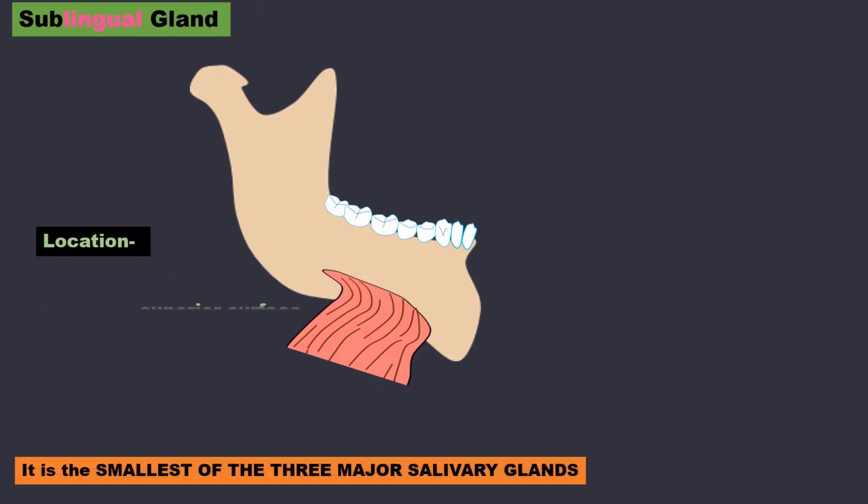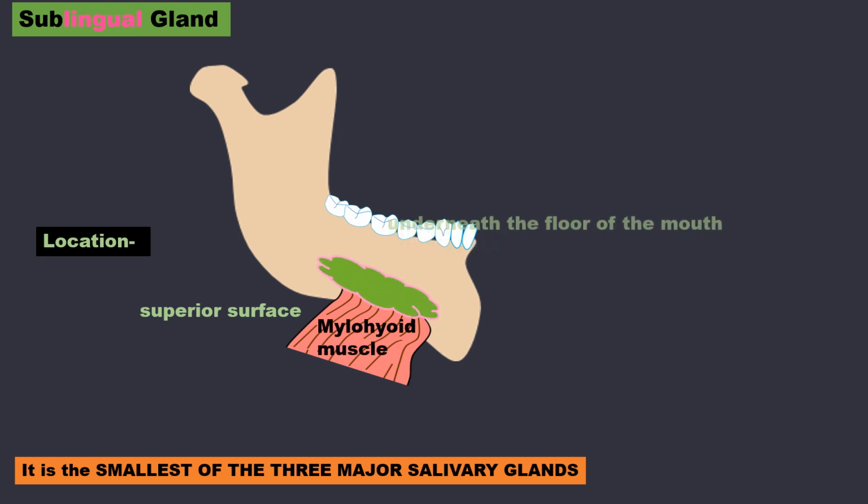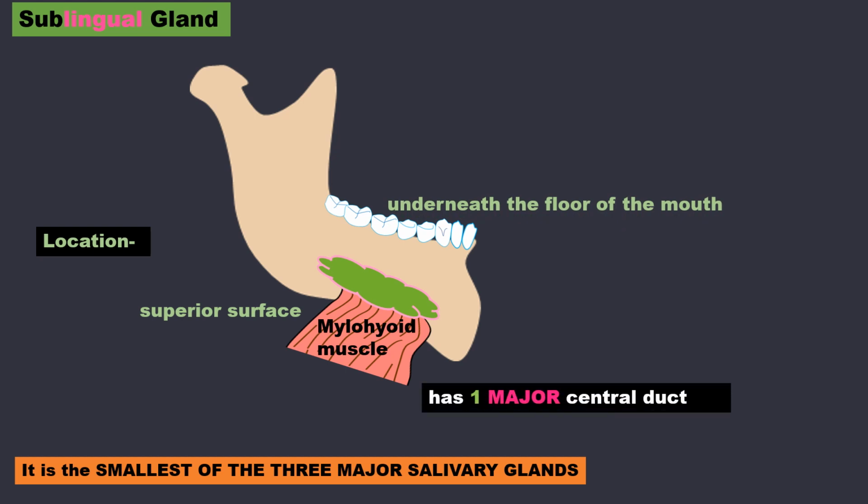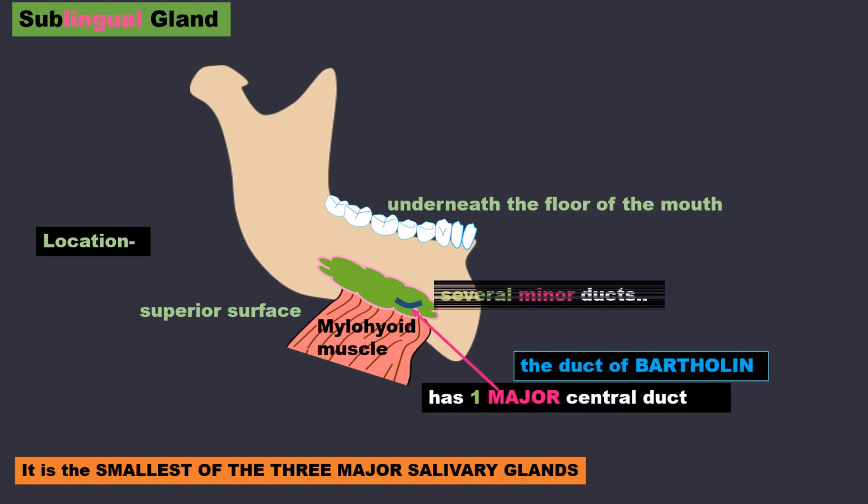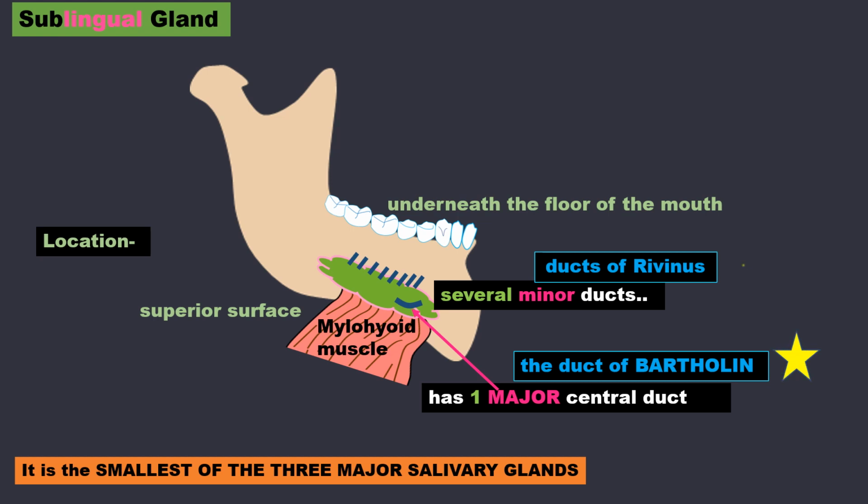The last one is the sublingual gland. It lies on top of the mylohyoid muscle and underneath the floor of the mouth. It has one major central duct, the duct of Bartholin, and several minor ducts, and these are collectively called the ducts of Rivinus. So there are two names here to remember, Bartholin and Rivinus.